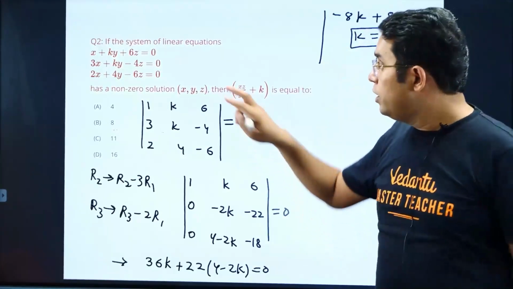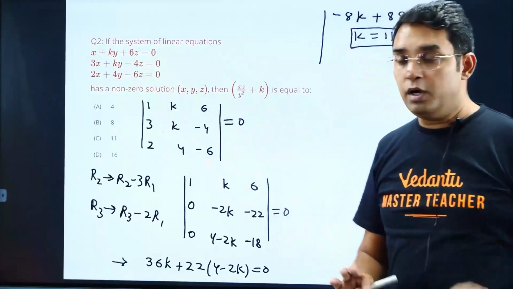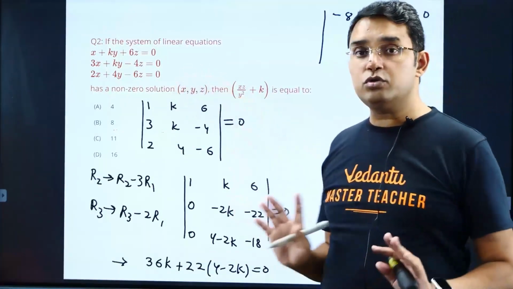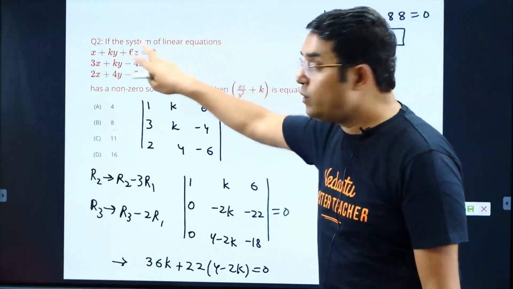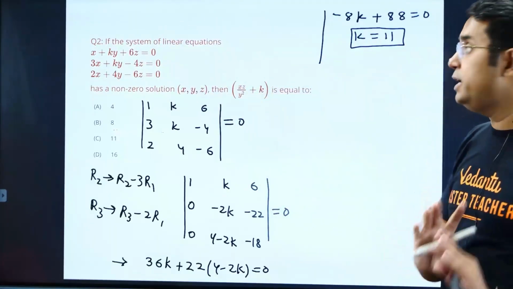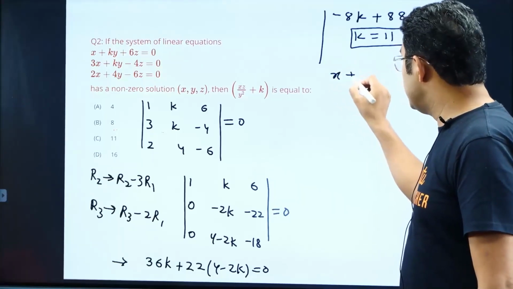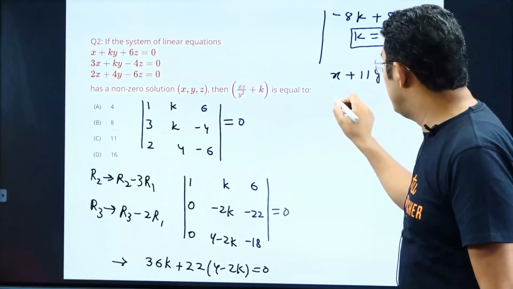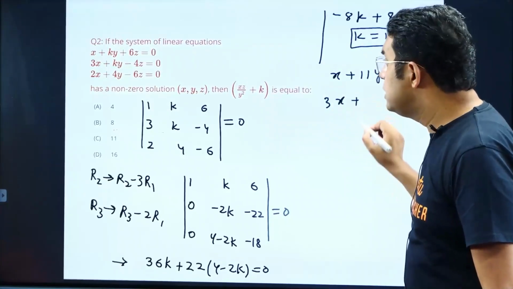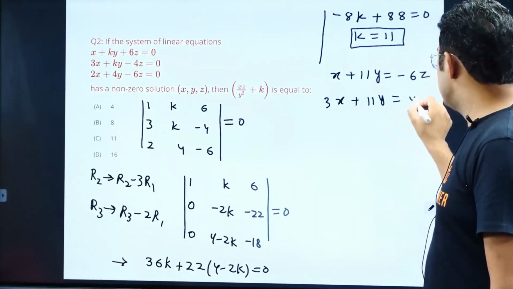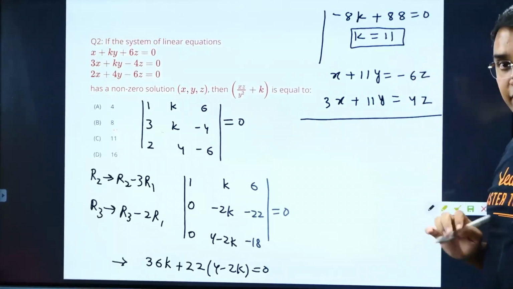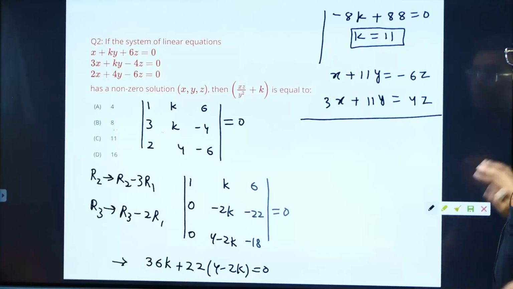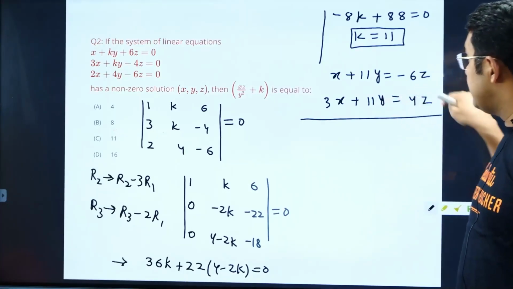Now once we know for k equal to 11 the determinant is 0, this is going to have infinite solutions, including 0 solutions also and non-zero solutions also. Now I'll put k equal to 11 and I will write just the first two linear equations as x plus 11y equal to minus 6z, and the second equation is 3x plus 11y equal to 4z. Now these two equations I have taken as linear equations in x and y and taken z as a constant on the other side. We can solve it. We will get x and y in terms of z.